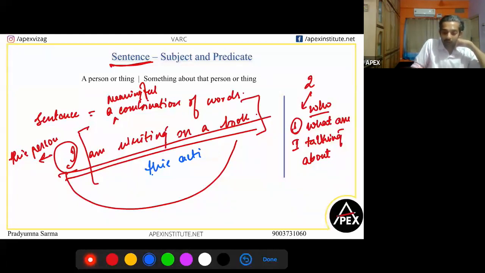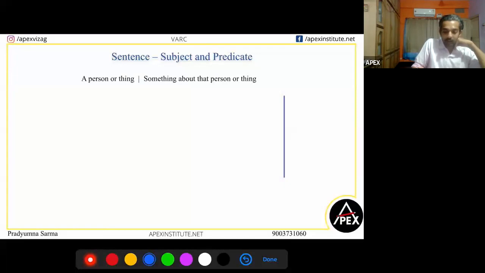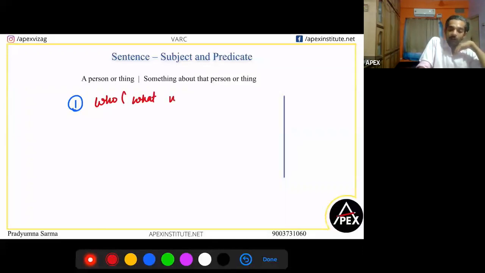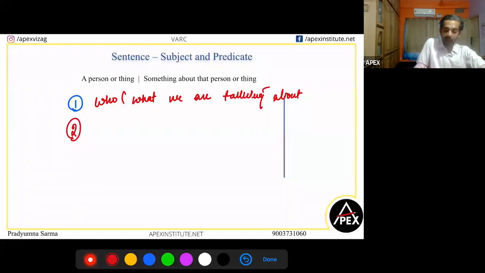So, in a very simple manner, I can say that the first part will be who or what we are talking about, and my second part will be what I am telling about them.